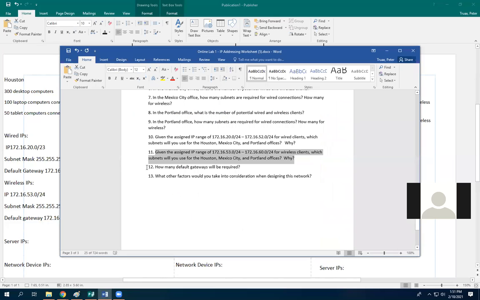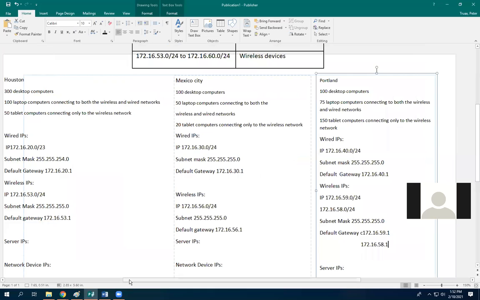So number 12. How many default gateways are we going to need? One gateway for each subnet. Correct. And how many is that going to be? It'd have to be 6 then. It's either 6 or 7. Yeah, it depends on how you've got it set up. But yeah, 6, possibly 7, possibly 8.